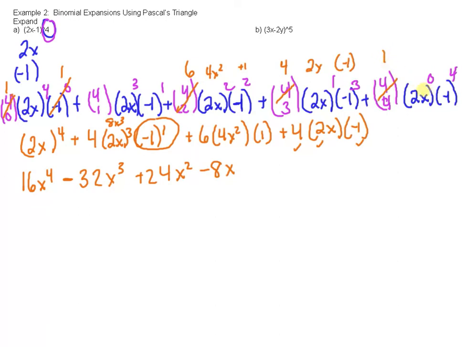4 choose 4 is 1. This is all to the 0, which is just 1. And then we have negative 1 to the 4, and that turns into a positive. So we have 1 times 1 times 1, which is just plus 1. Okay, so they do get a little bit harder here.